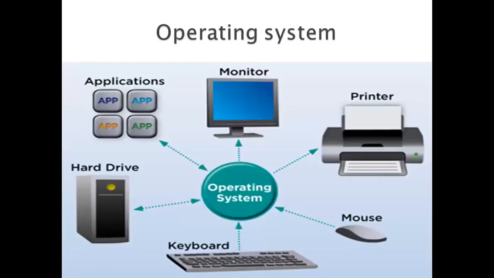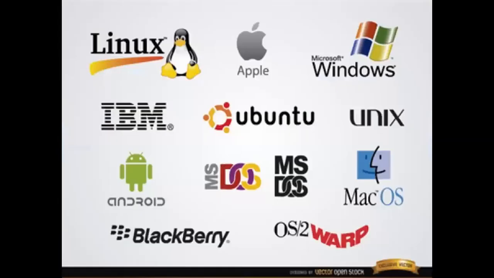You can look at this diagram, that the operating system is a central coordinator between all the devices as well as applications. It is connecting everything: monitor, keyboard, hard drive, printer, mouse, and other applications. So it is the central heart of the system.